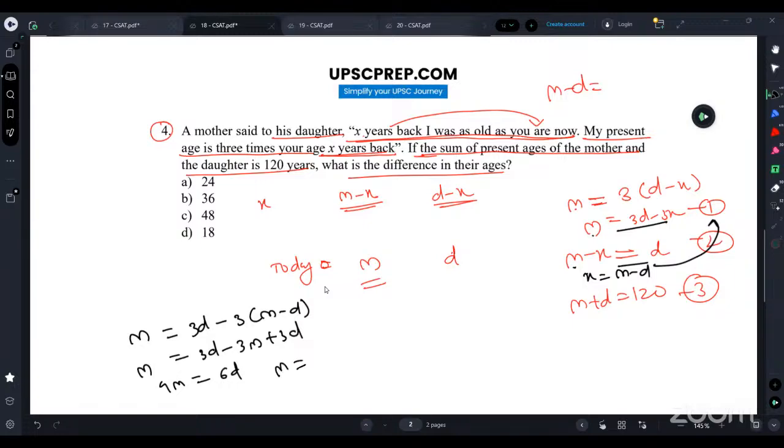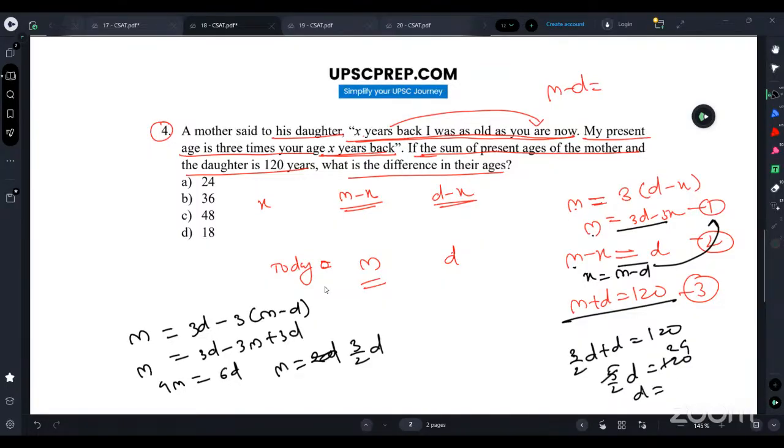So M is what, guys? M is 2 times D, right? Sorry, not 2 times, 3 by 2 times of D. Now you have this equation. M is 3 by 2 times of D plus D is equal to 120. So 5 by 2 times of daughter's age is equal to 120. Okay, then what? So D will be equal to 48.